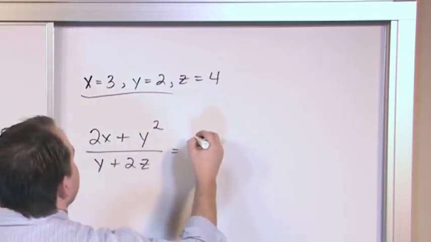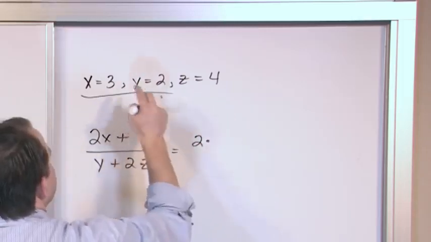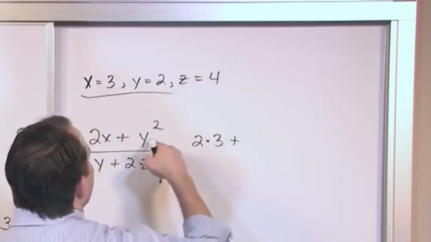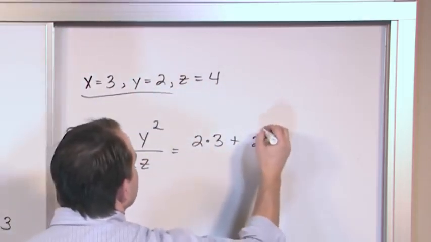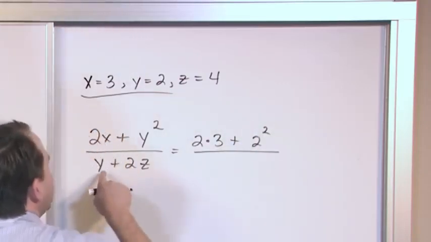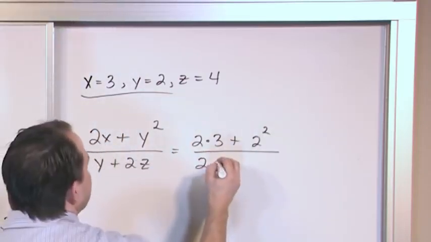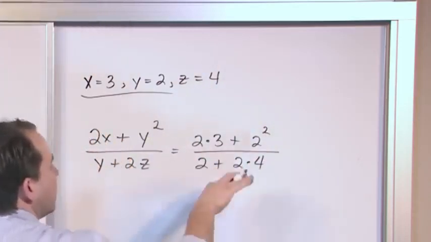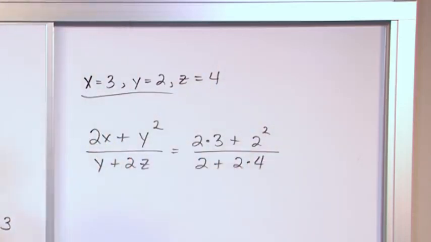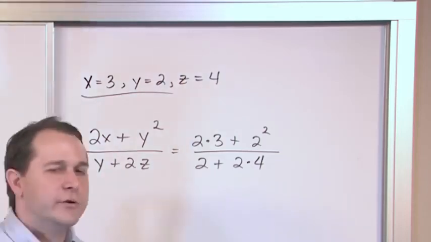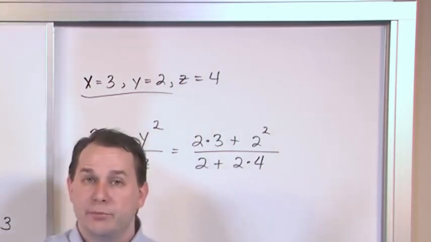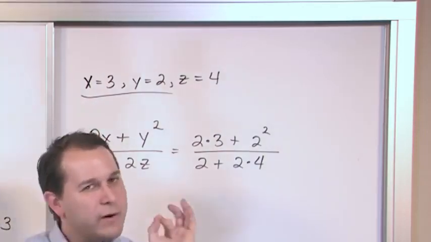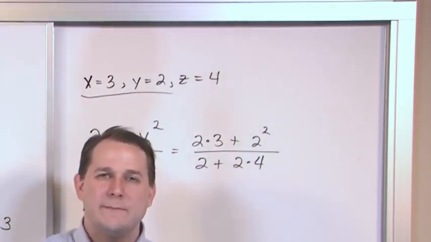2 times x, x is equal to 3, plus y squared, y is equal to 2, all divided by, here we have y, which is 2, plus 2 times z, which is 4. Now this looks really monstrous. So the first thing you would do is look in your order of operations and see if you have any parentheses. No, you don't.